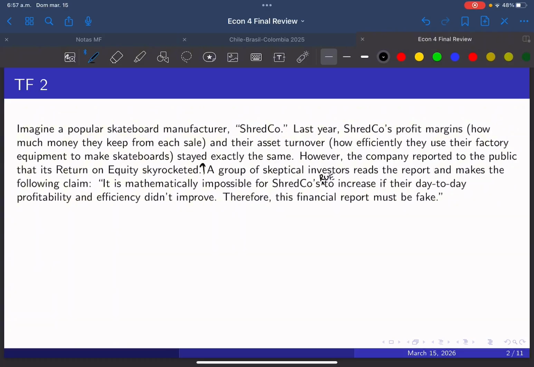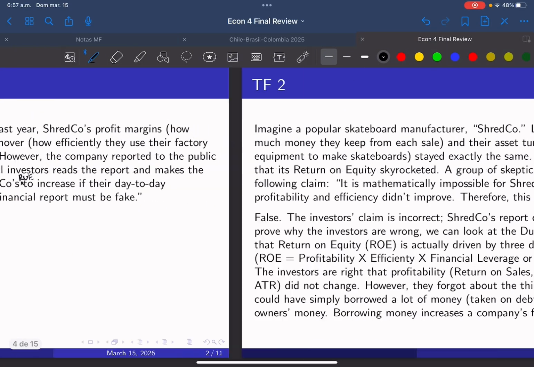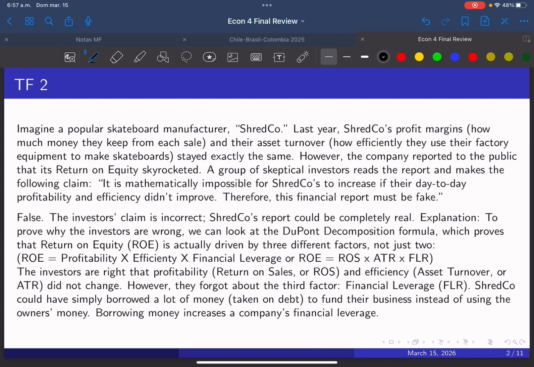Okay, so pause here if you want to try it. Okay, so this true or false question is also false, and so the investors are wrong. This question is basically testing you on thinking about the DuPont decomposition. So Shred Company's report could be completely real, and this is why. If we look at the DuPont decomposition formula, which decomposes the return on equity into, in this case, 3 factors. So the investors were looking at only 2 factors and determining that since those didn't move, the return on equity can't move.